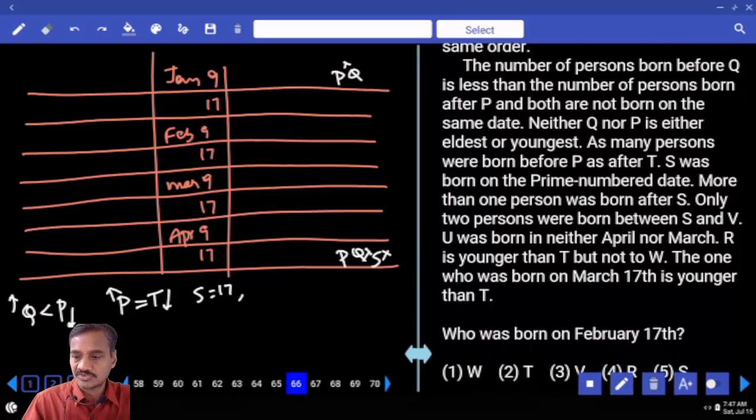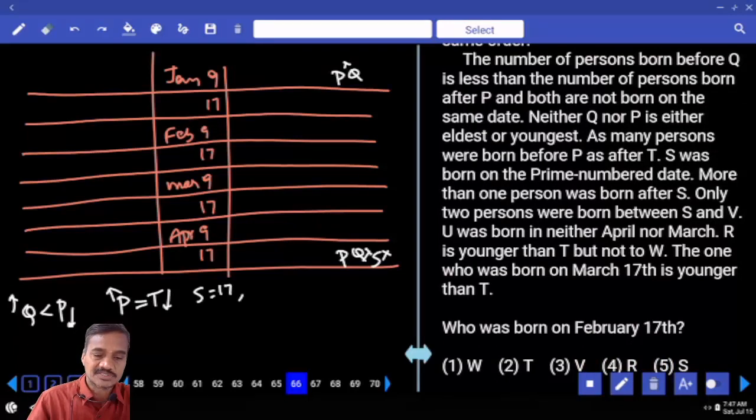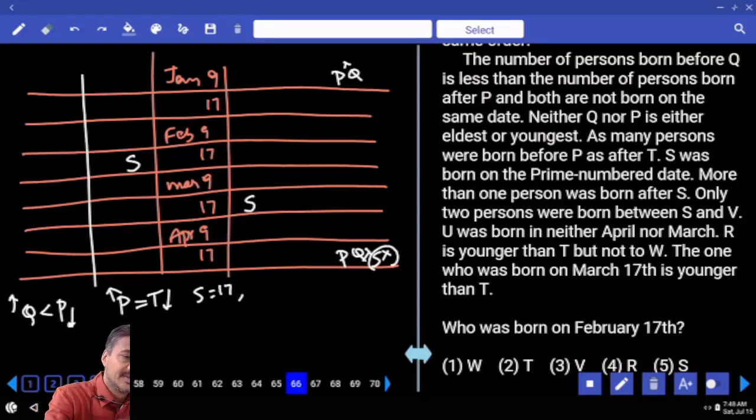And only 2 persons were born between S and V. Now between S and V, how many persons are there? Exactly 2 persons. How many different possibilities do we have for S? 3 possibilities. Now from the bottom, because S cannot be at the last place, S can be here or here, and in the next possibility S can be here. If S is here, there must be exactly 2 people between S and V.